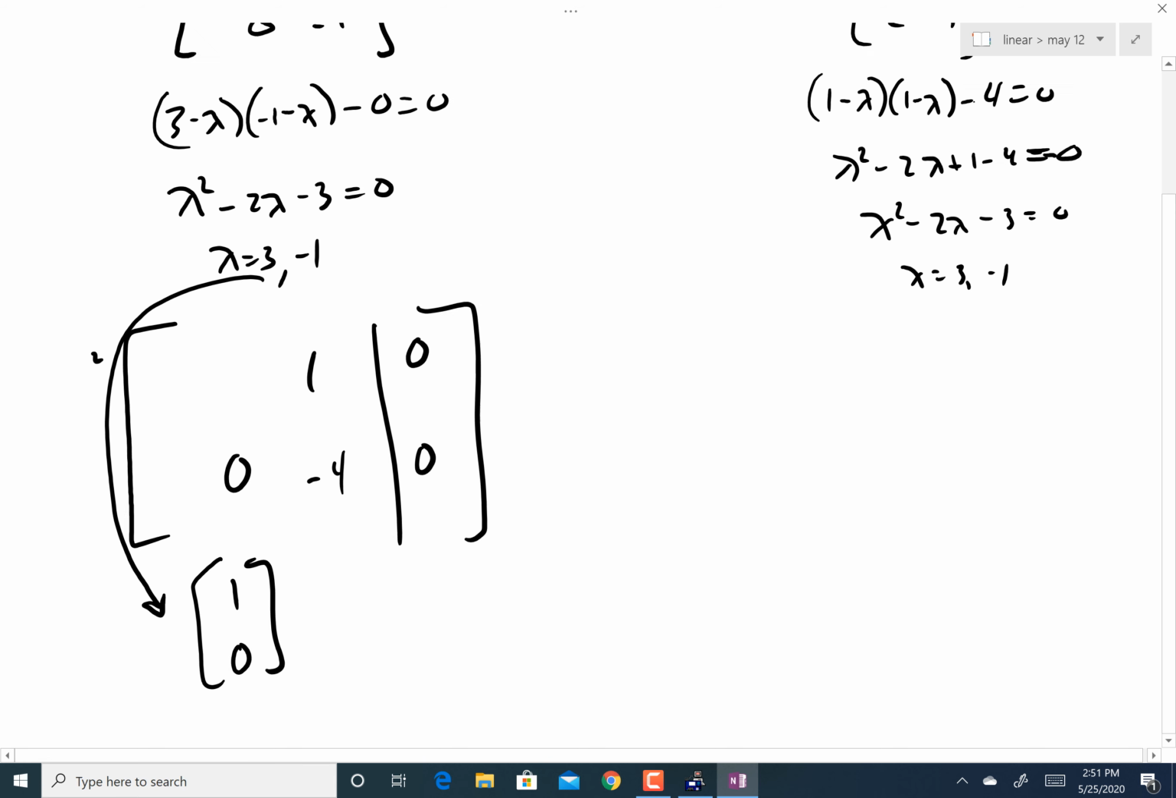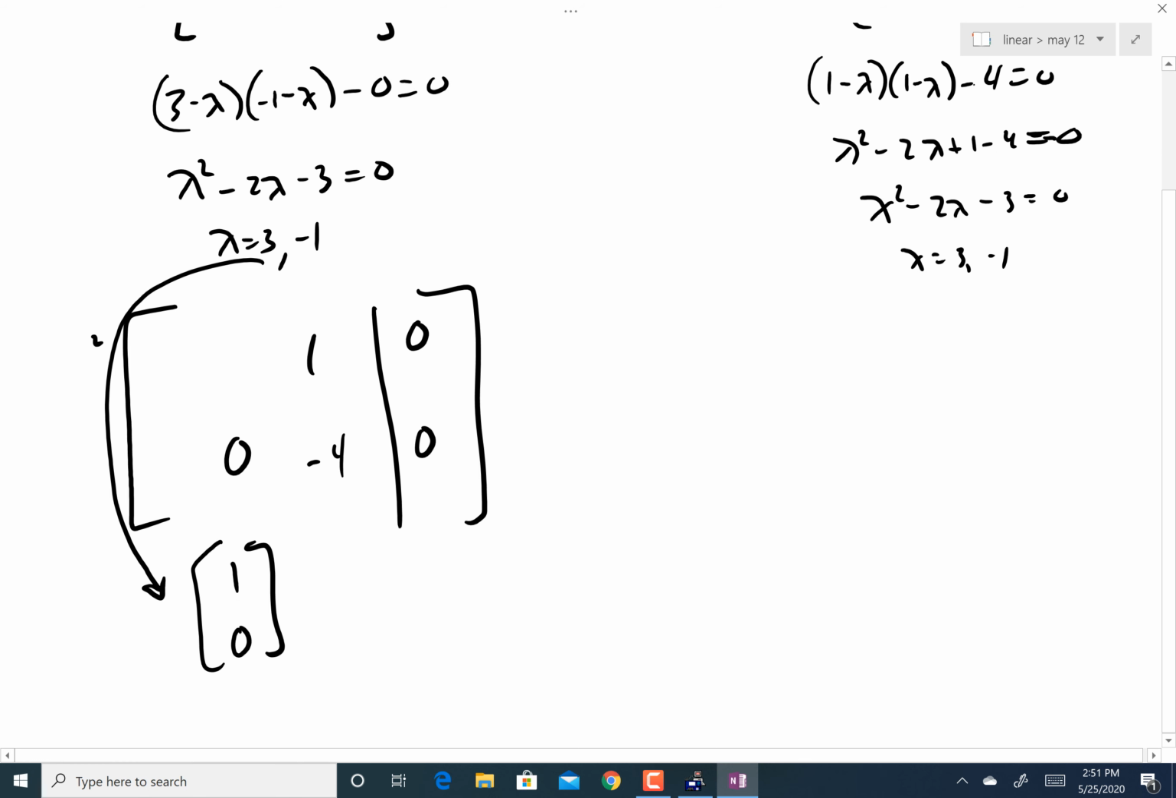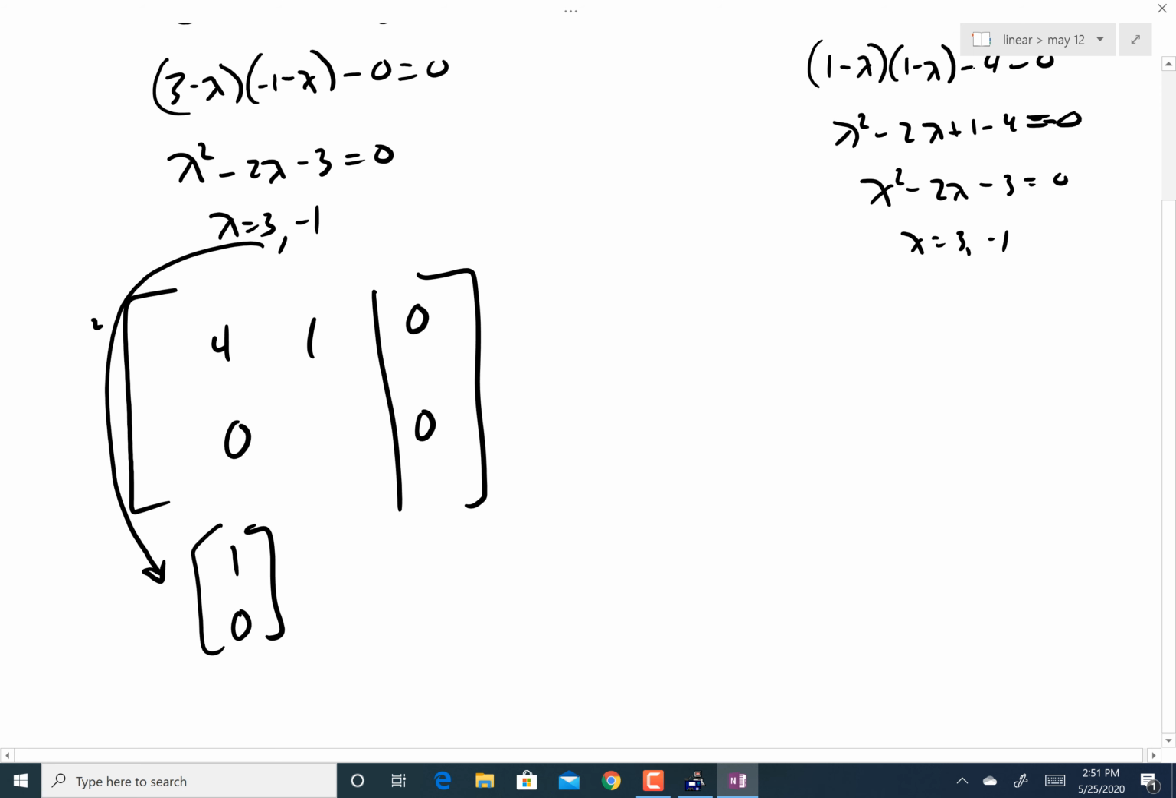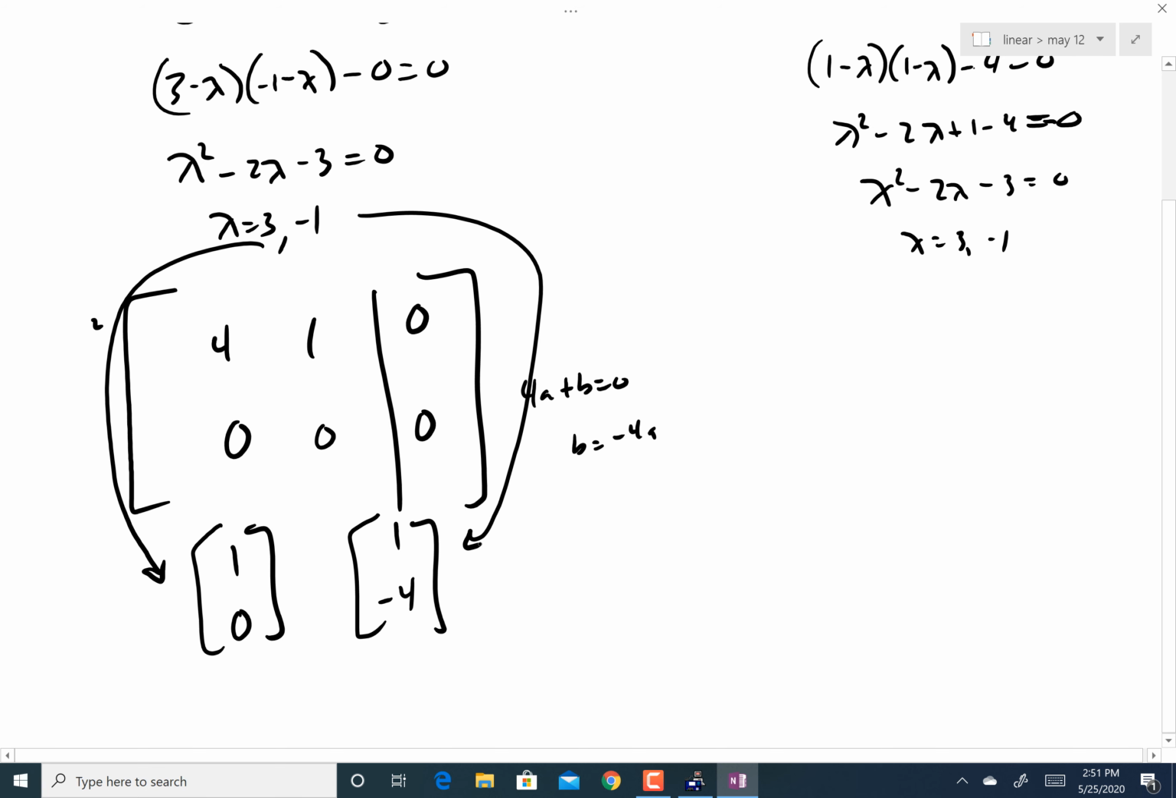And then if you did, remember it was 3 before, so 3 minus a minus 1 is 4. And it was -1, wasn't it? -1 minus a minus 1 is 0. So I feel like that would be saying 4a plus b equals 0. So b is -4a. So if a is 1, b would be -4. And that would be this guy.